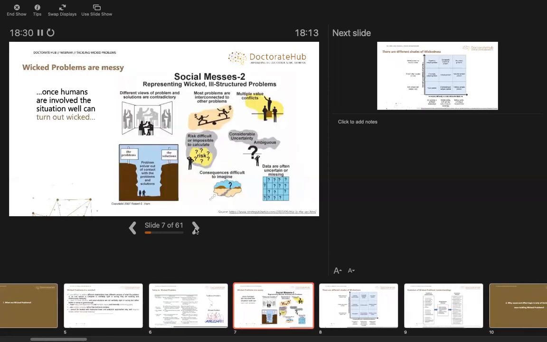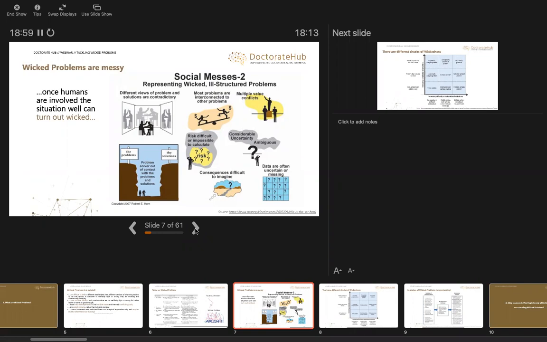So this is saying the same thing, but using illustrations. Now, wicked problems are messy. So everything where humans are involved potentially is a wicked problem. And this is because there are different views of the problem that are often contradictory, and there are interconnections that are often invisible, and there are often conflicts about the value that need to be negotiated.